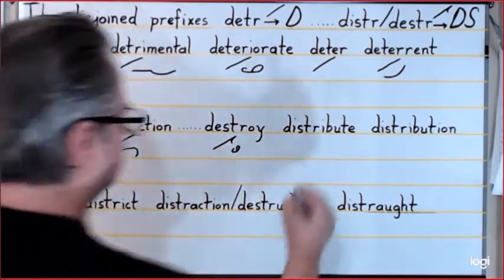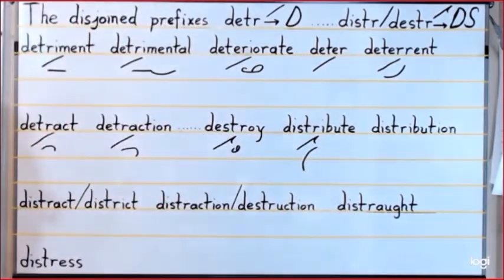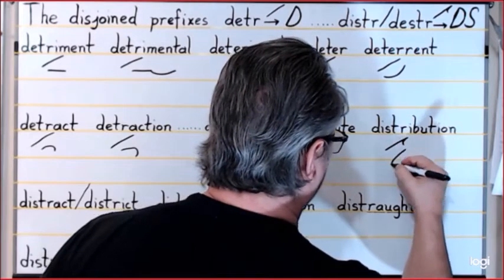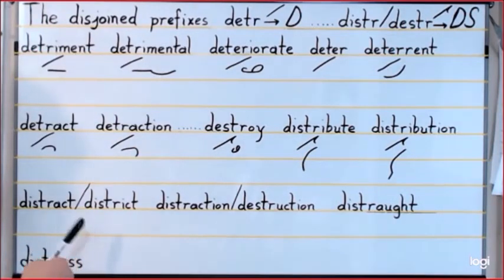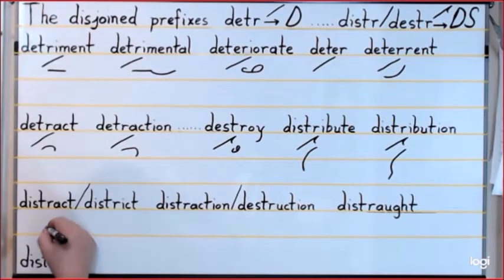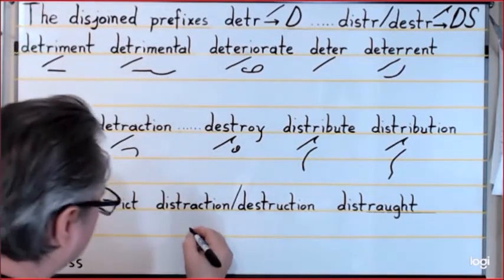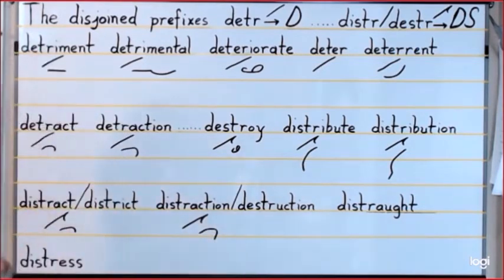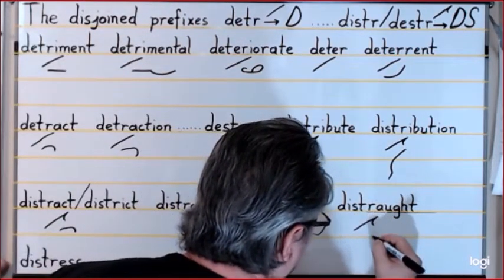For distribute, it is D, S, and a B below it. For distribution, it is D, S, B, and SH. For distract or district, it is represented by a D, S, and then a K underneath it. For distraction or destruction, it is a D, an S, and then a K, and an SH.